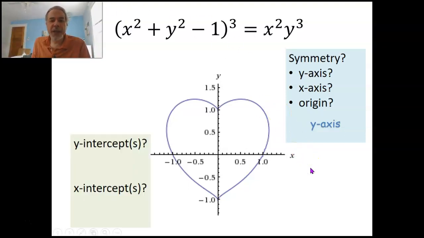What about intercepts? Well, I see two y-intercepts, (0, 1) and (0, -1). If you wanted to check, if you plug 0 in for x and either 1 or -1 in for y, the two sides should be equal. And I see two x-intercepts, (1, 0) and (-1, 0).